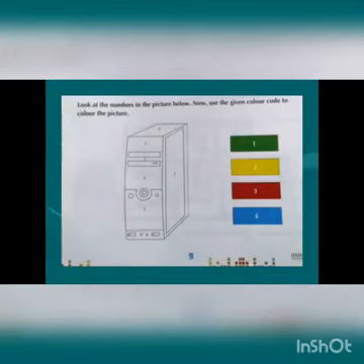Now we have another colorful activity to do. Open your book at page 9. Look at the numbers in the picture below. Now use given colors code to color the CPU. Respected parents, would you please pause the video to guide your child while doing the activity? Dear students, did you enjoy coloring CPU? Yes, I hope you did.